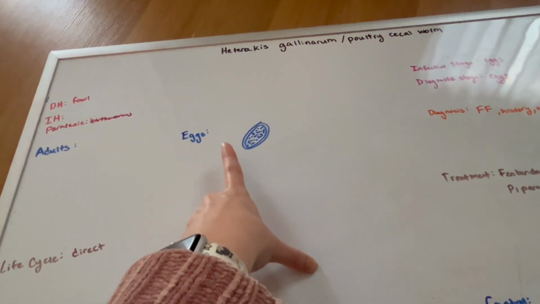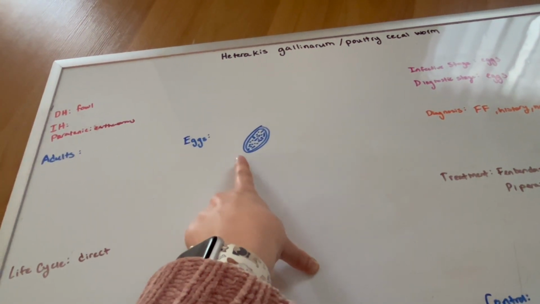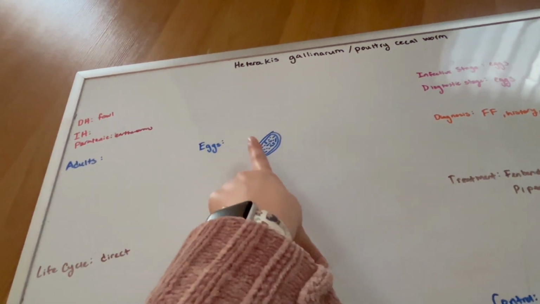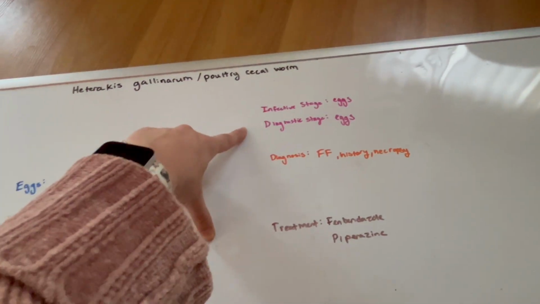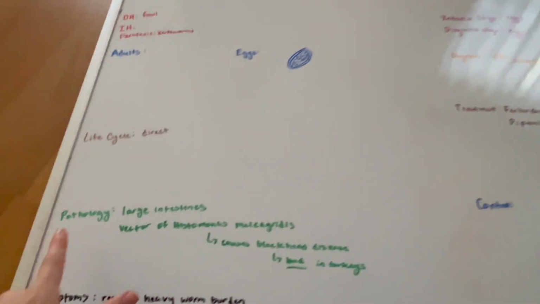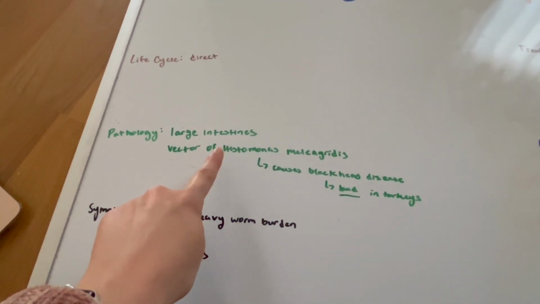The eggs, comparing this to Ascaridia, there aren't gaps with the egg and the shell. So that's a way to tell the difference. Life cycle is going to be direct, so that means that the infective and the diagnostic stage are going to be eggs. Pathology, like I said, it goes to the large intestines.